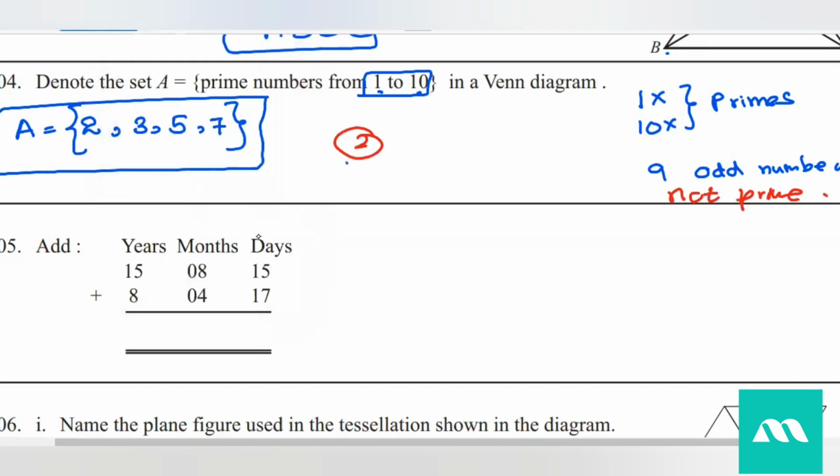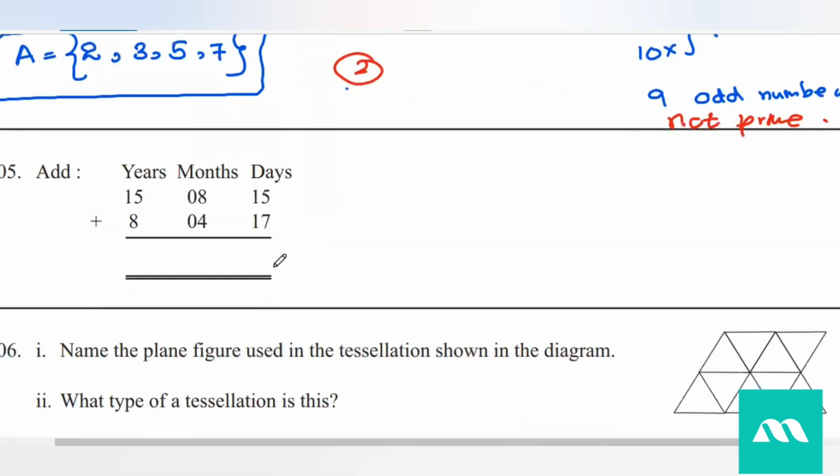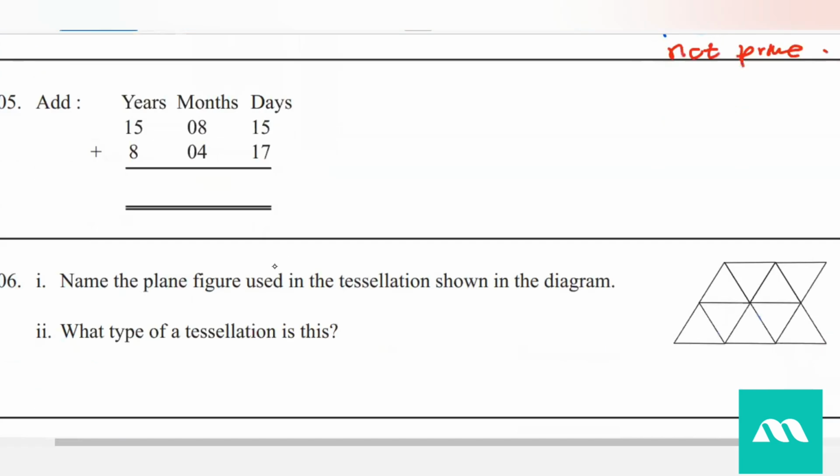Add. When you add, in the days column, you can write only up to 29. If it is more than 29, you have to carry to the month. In the month column, you can write the highest value of 11. Then you have to carry to the years column.